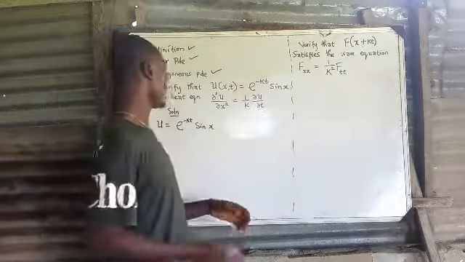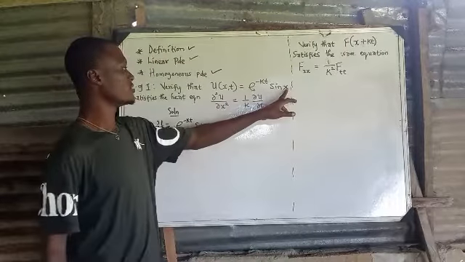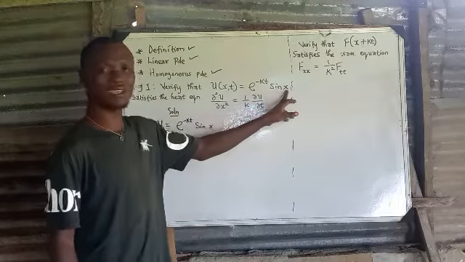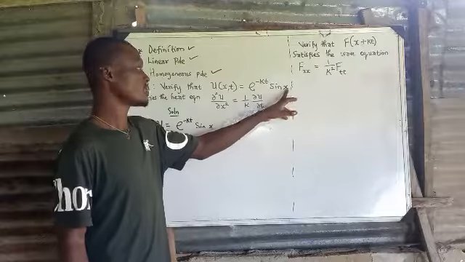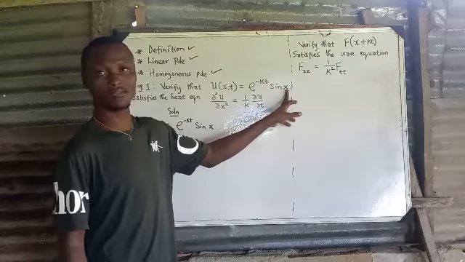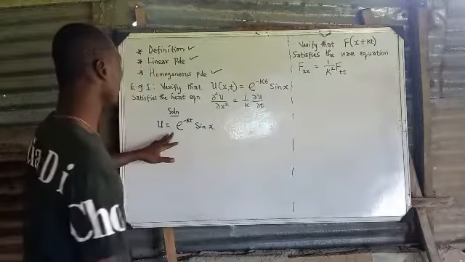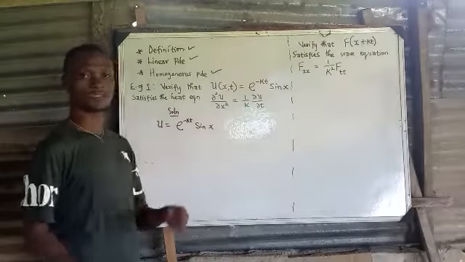Okay, I made a slight correction. This sign here is carrying x, not t. So that's the correction. Please, it was a silly mistake. I corrected it. So we are going to differentiate u the first time.